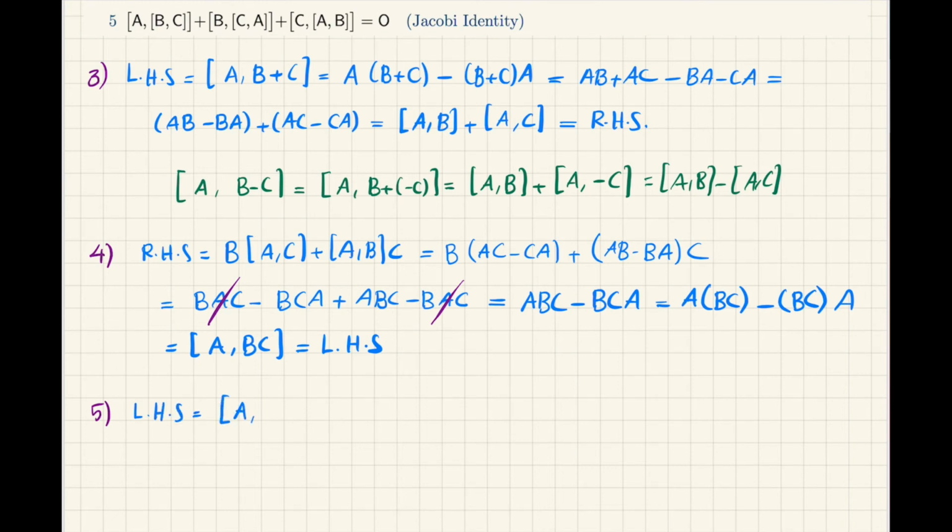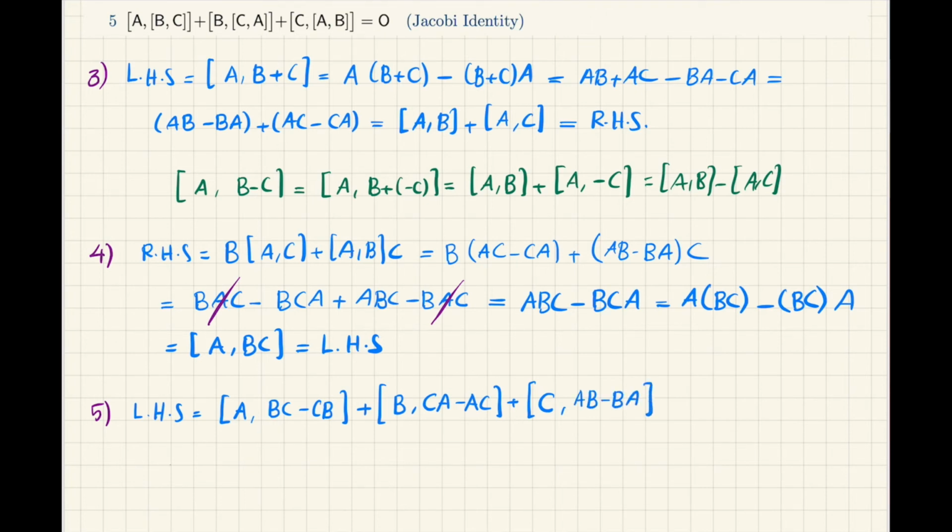The commutator of B and C is BC minus CB. And then after that, I will write the commutator of C and A, which is CA minus AC. And then I have plus C times the commutator of A and B, which is AB minus BA.